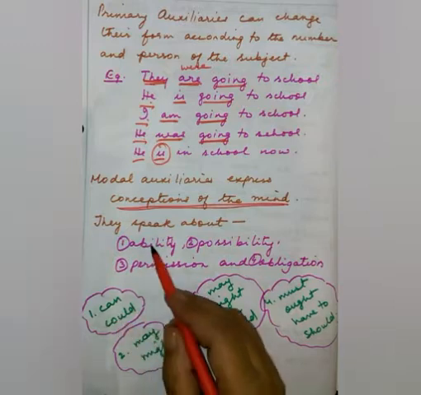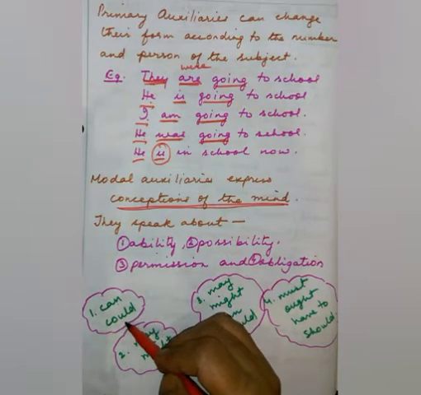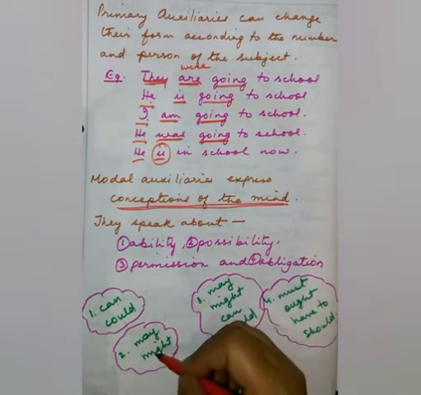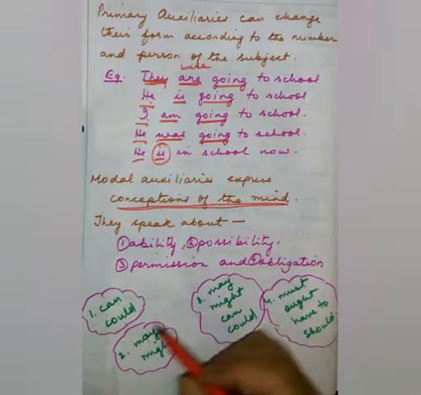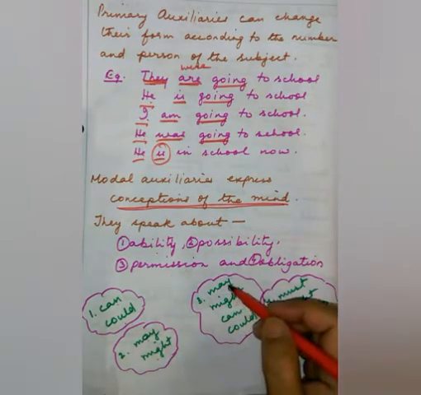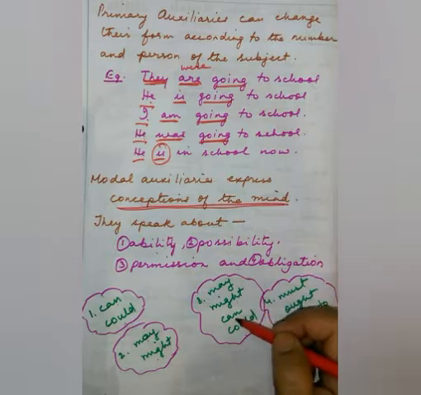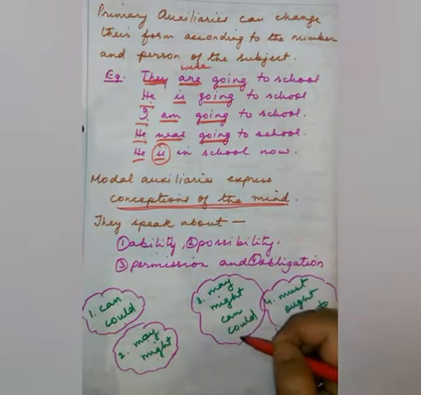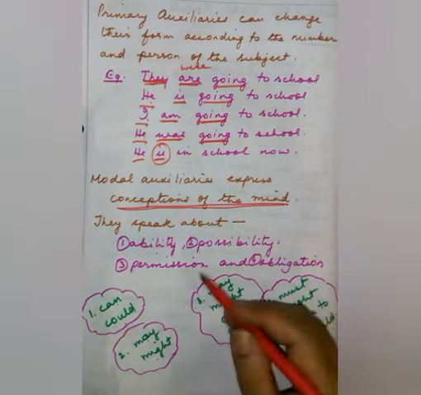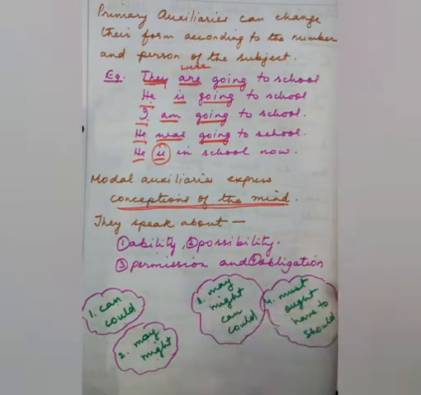You should study well. Now for ability, we have can and could. For possibility, we have may and might. Okay. For permission, we have may, might, can, and could. These can be permission. May I come in? Might I go out? Can you give me your box? And for obligation, we have must, ought, have to, and should.